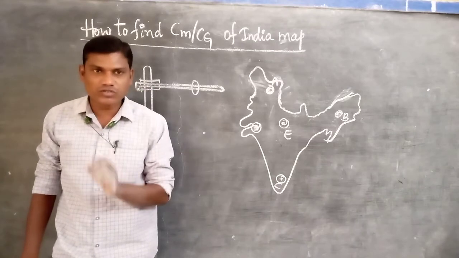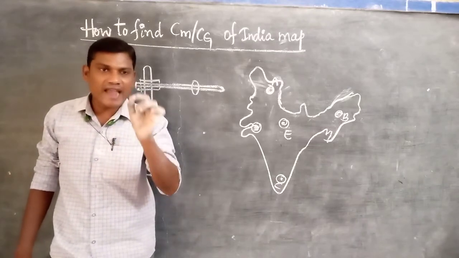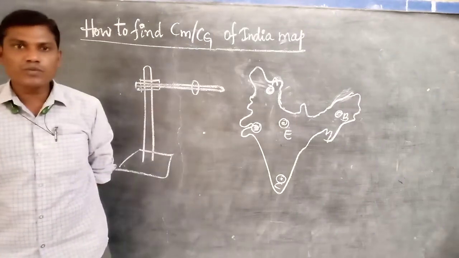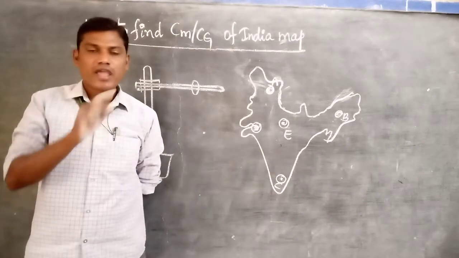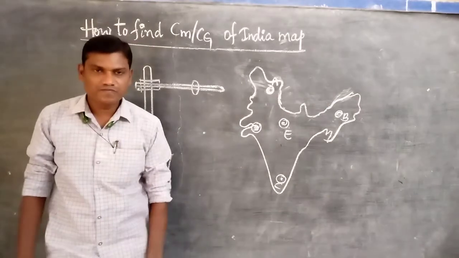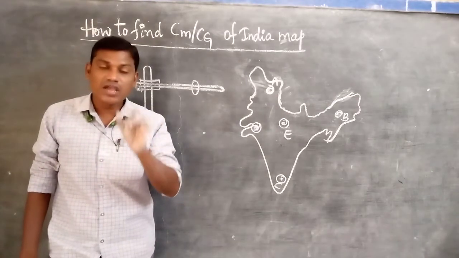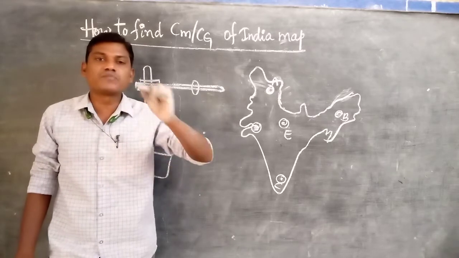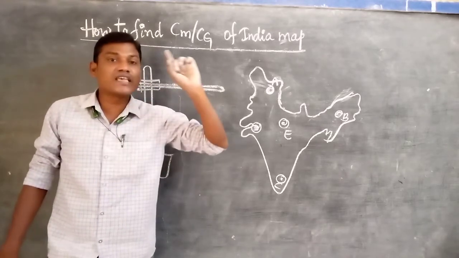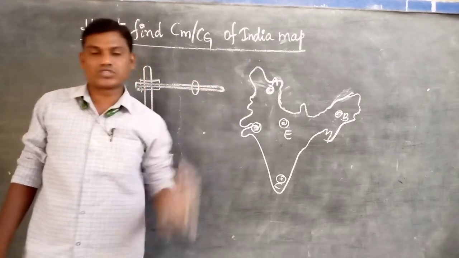Next, centripetal force. A force which always acts towards the center is called centripetal force. Formula: F_c equals m v square upon r. In the same way, centrifugal force is a force that always acts away from the center. Centripetal force is a real force, centrifugal force is a fictitious or non-real force.